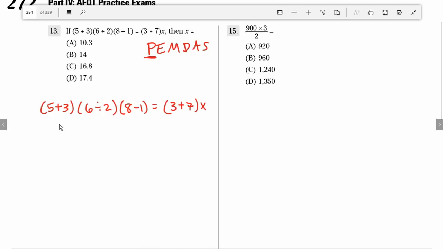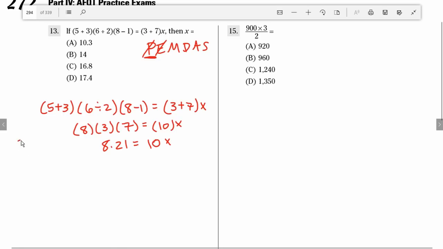Okay, so I'm going to work out everything in parentheses first. 5 plus 3 is 8. 6 divided by 2 is 3. 8 minus 1 is 7. 3 plus 7 is 10. Okay, now that I've done that, I'm going to look for exponents. I don't see any. Now I'm going to look for multiplication, which I see 8 times 3 times 7. Let's go ahead and work this out. This becomes 8 times 21 equals 10x.